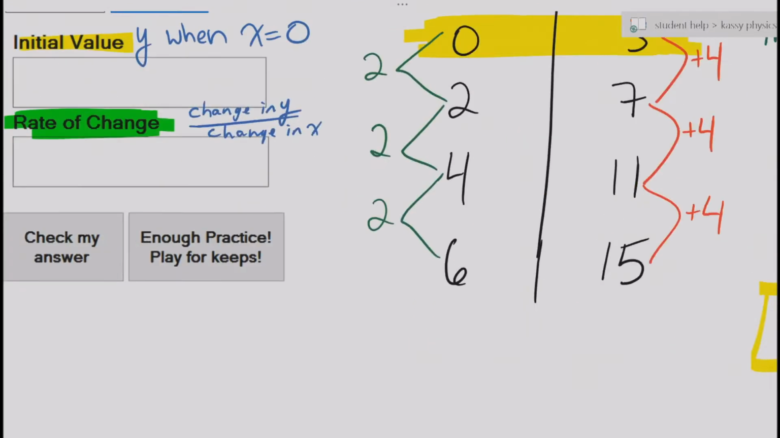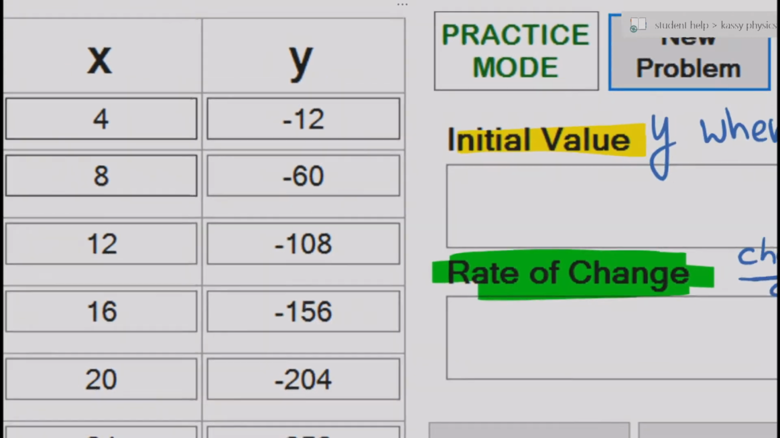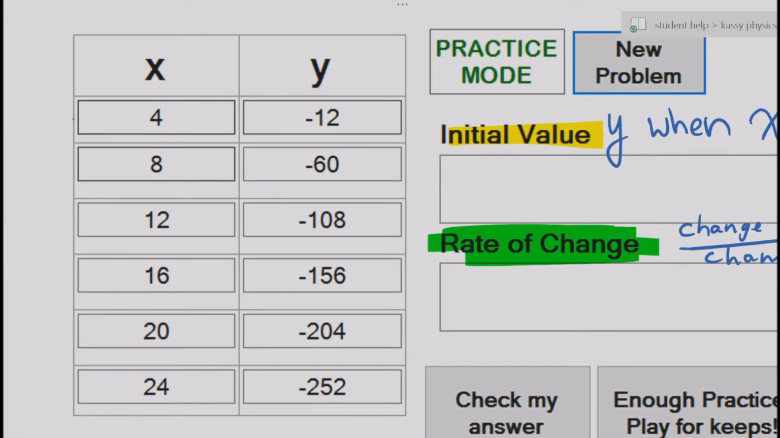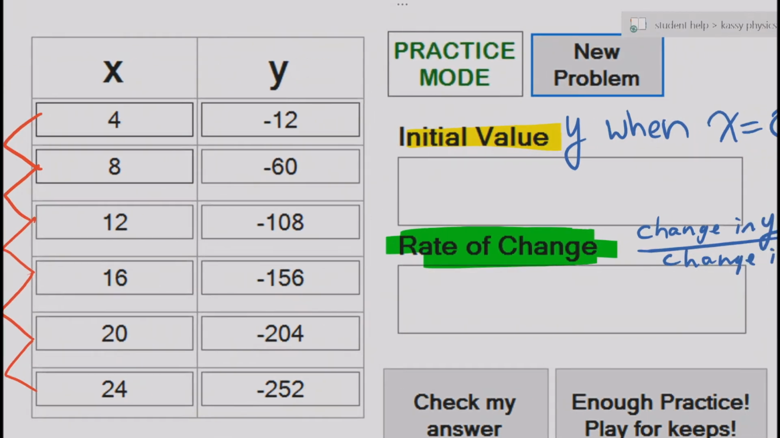We're going to have to do the same thing over here. We're going to have to find the rate of change. And we can do that like this. We can say from 4 to 8, well, that's going up by 4. 8 to 12, that's going up by 4. 12 to 16, that's going up by 4. 16 to 20, that's going up by 4. 20 to 24, that's going up by 4. So these are all the same. That's nice. It's not always the case.